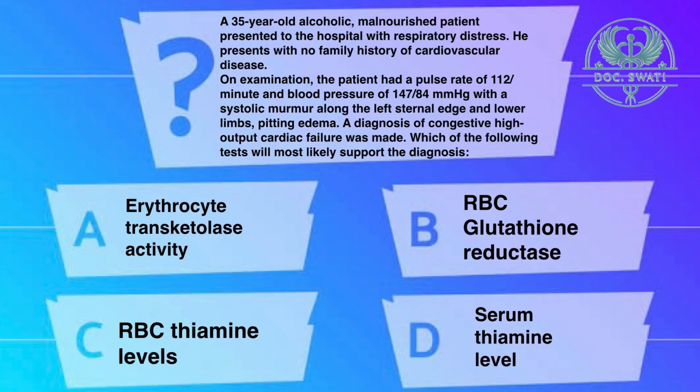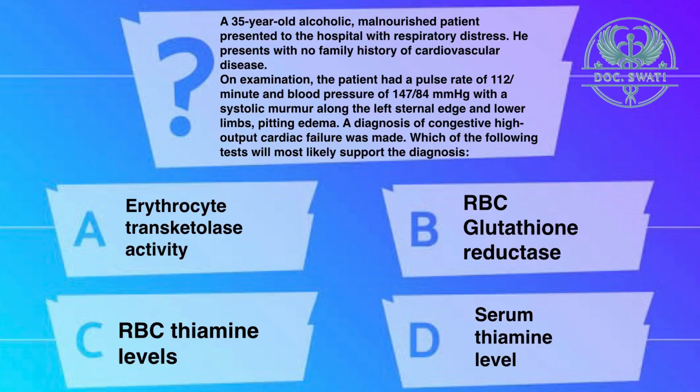So now let's practice a few MCQs on vitamins. A 35-year-old alcoholic malnourished patient presents to the hospital with respiratory distress. He has no family history of cardiovascular disease. On examination, the patient had a pulse rate of 112 per minute and blood pressure of 147 by 84 mmHg, with a systolic murmur along the left sternal edge and lower limb pitting edema. A diagnosis of congestive high output cardiac failure was made. Which of the following tests will most likely support the diagnosis?